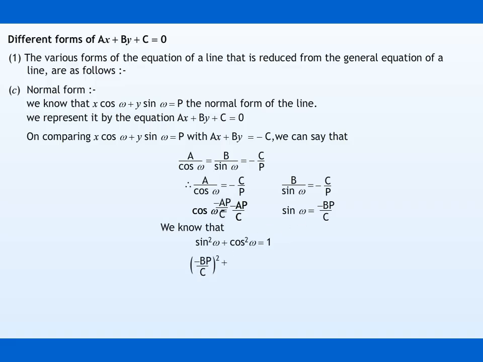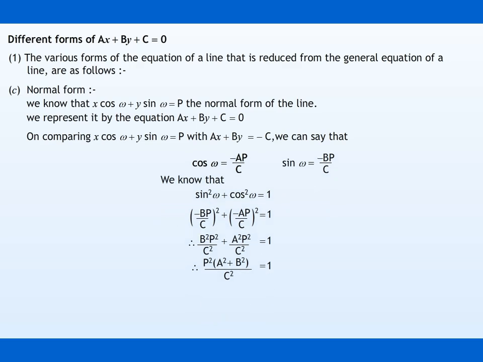Therefore, (minus bp upon c) the whole square plus (minus ap upon c) the whole square is equal to 1. Therefore, b square p square upon c square plus a square p square upon c square is equal to 1. Therefore, p square into (a square plus b square) upon c square is equal to 1. Therefore, p square is equal to c square upon (a square plus b square). Therefore, p is equal to plus or minus c upon root a square plus b square, taking square root on both the sides.